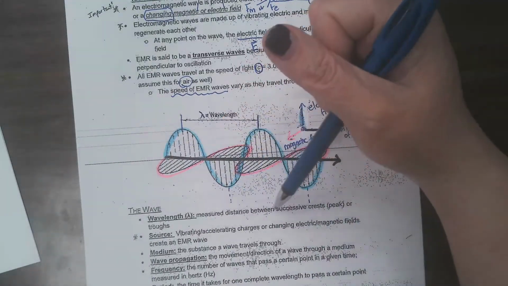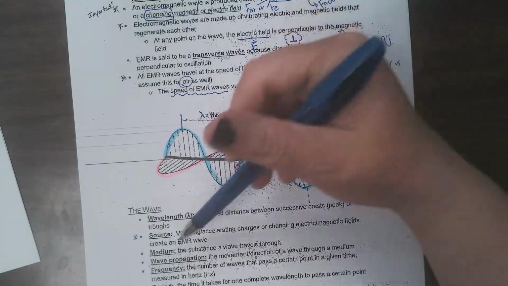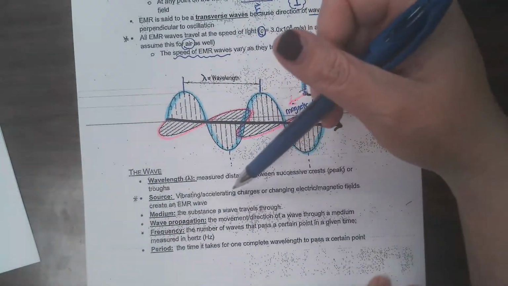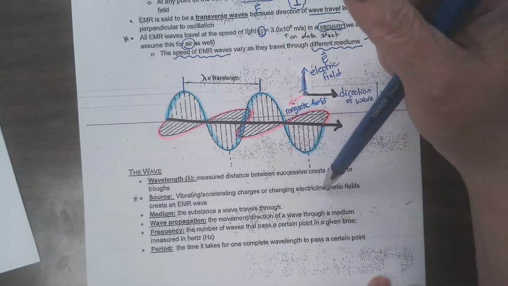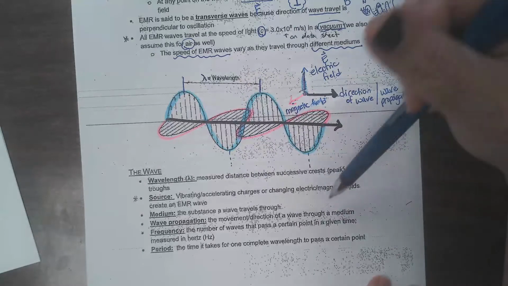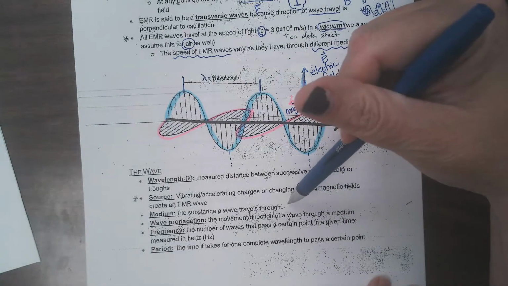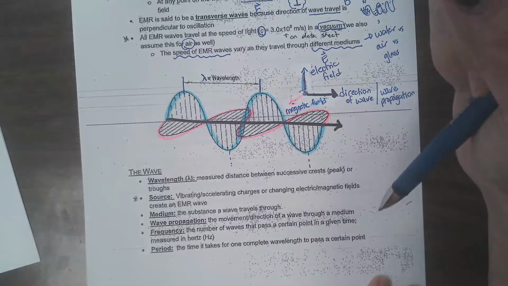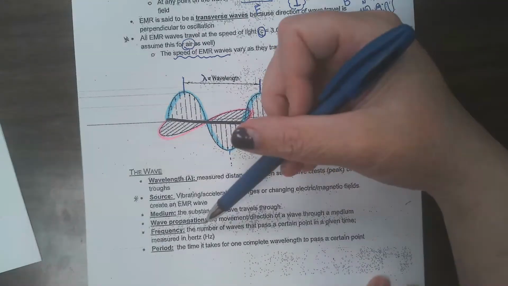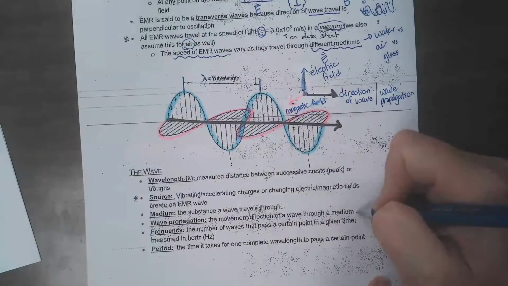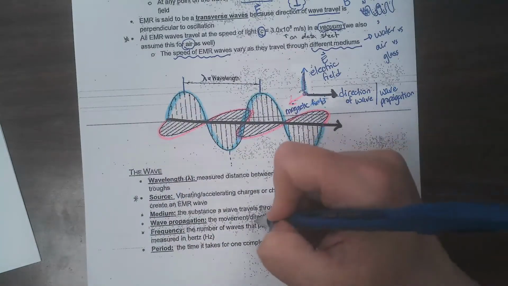So it measures the distance between successive crests or troughs. The source is the accelerating charges or the changing electromagnetic fields. The medium is what it's traveling through, so maybe it's traveling through air, or from air through water and then coming out of glass. Wave propagation, there's that key word again, is the direction of a wave.